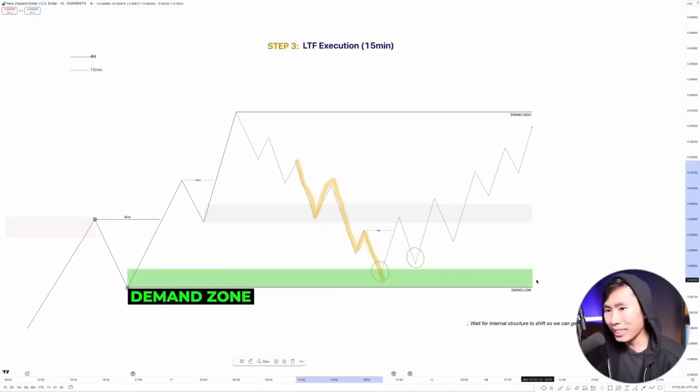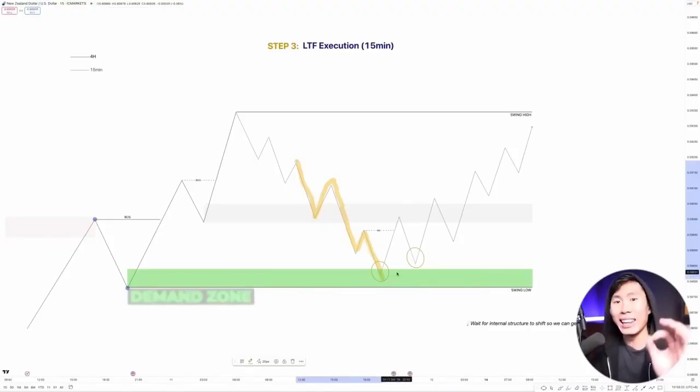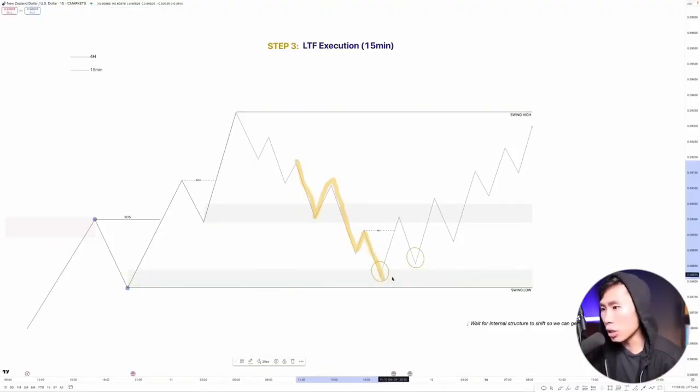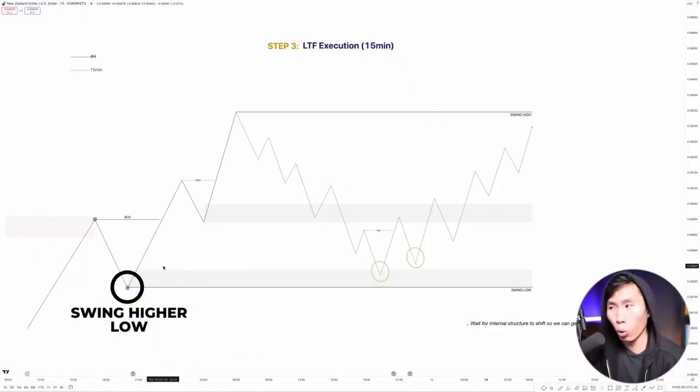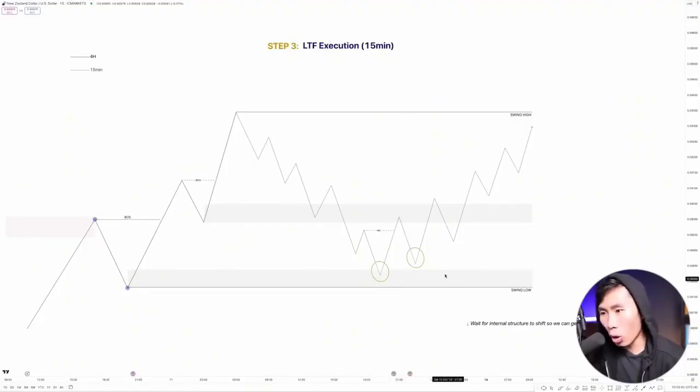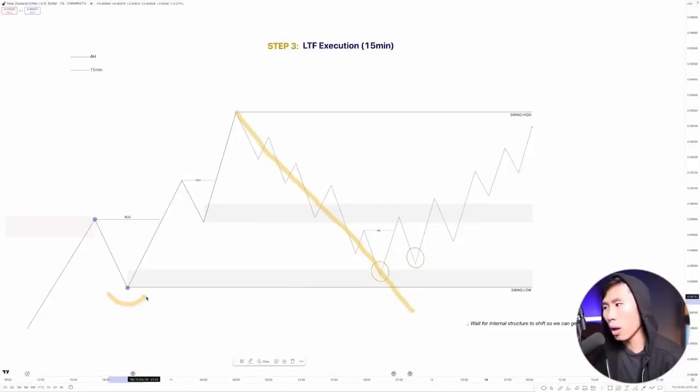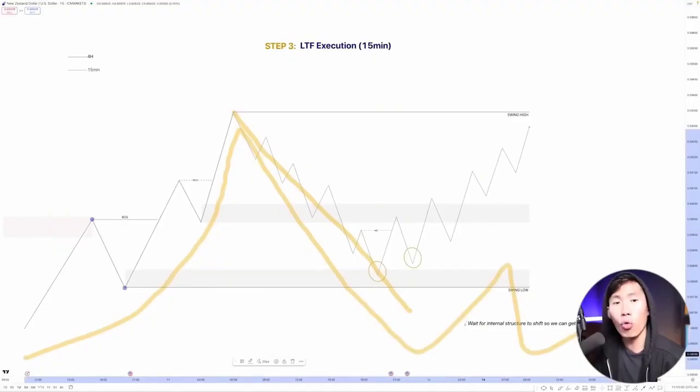Now, bear in mind, this extreme demand zone right here, this is the last line of defense. Because if you look towards the left-hand side, this is the last swing higher low, right? This is the previous swing higher low, which means this point has to hold in order for price to remain bullish, in order for the higher time frame structure to remain bullish. Because what happens is that if price breaks through this last higher low, what we have is a market shift, which tells us that price is reversing from this uptrend to a downtrend right now.